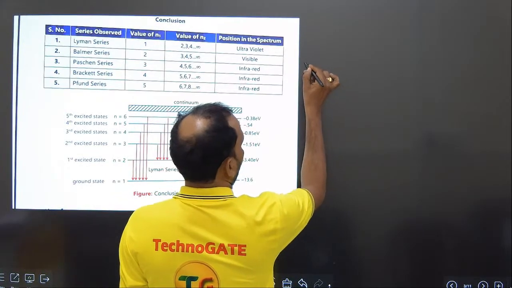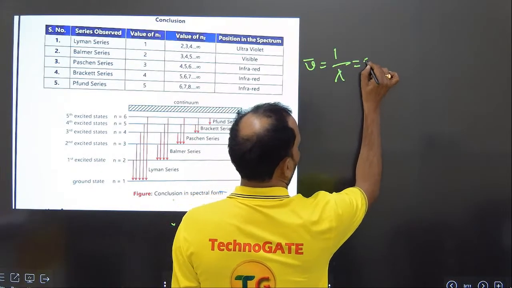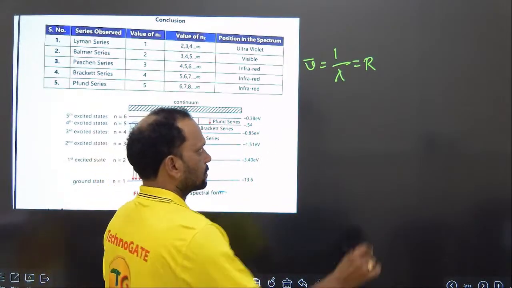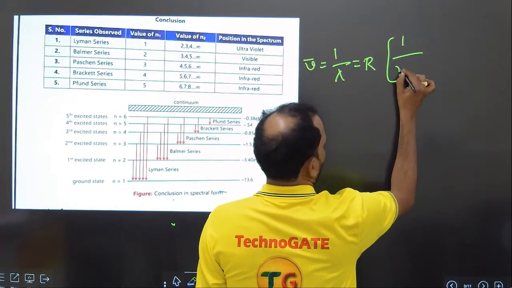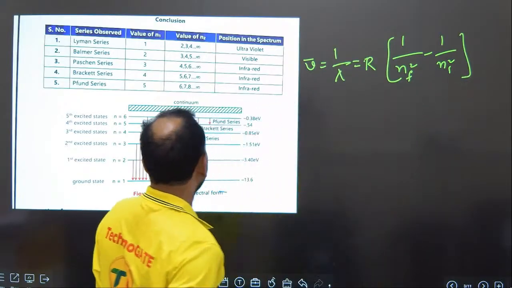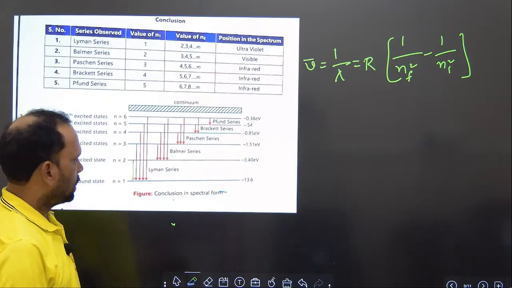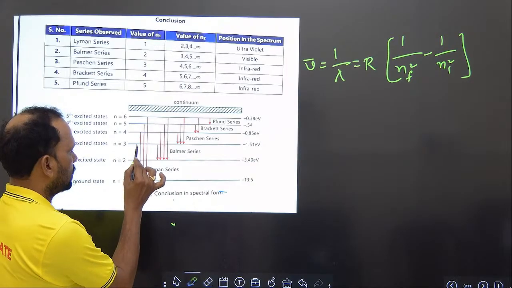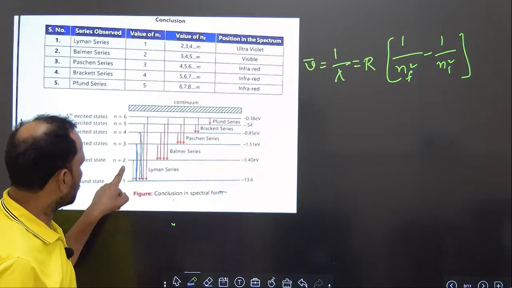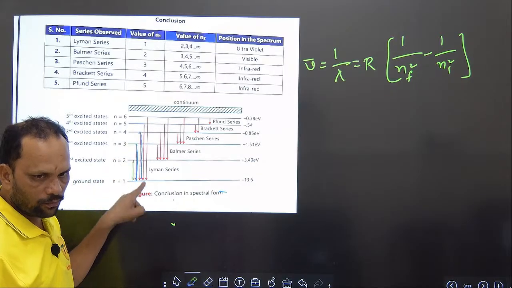We know the wave number formula: V bar is equal to 1 by lambda is equal to R Z square, but Z is equal to 1 here for the hydrogen atom, times 1 by n final square minus 1 by n initial square. Here, the first line of the Lyman series we can call the first member, then the second member, then the third member. First member means n is equal to 2 to 1. Second member means n is equal to 3 to 1. Third member means n is equal to 4 to 1.